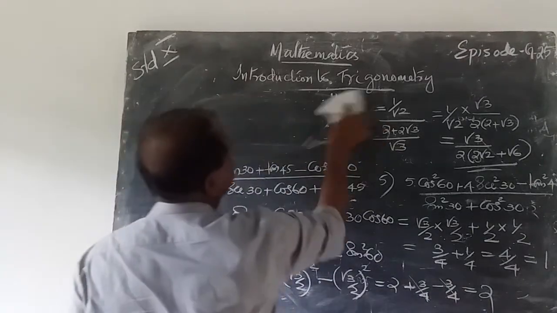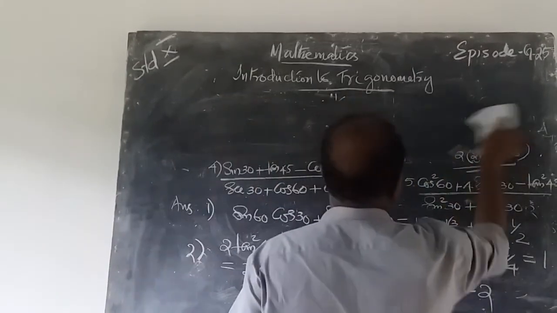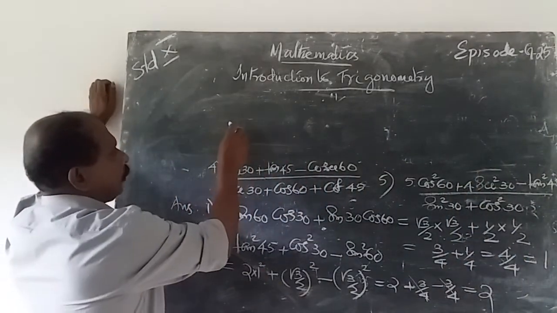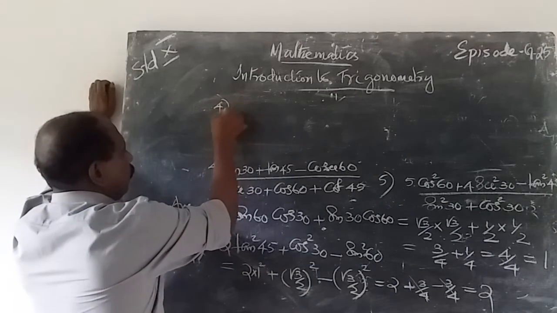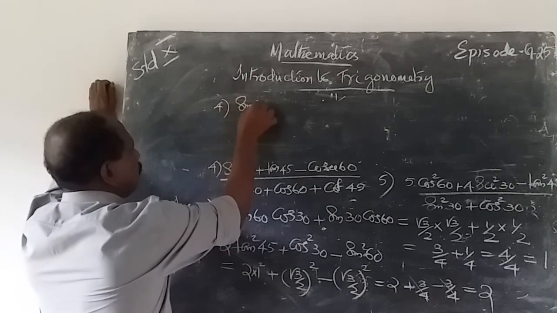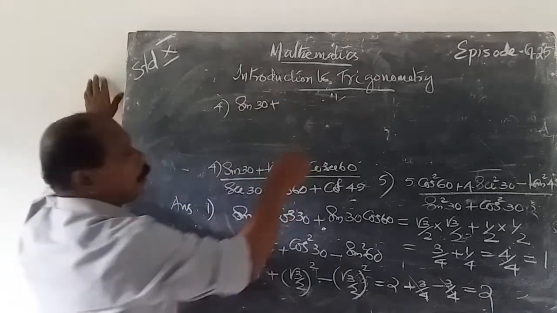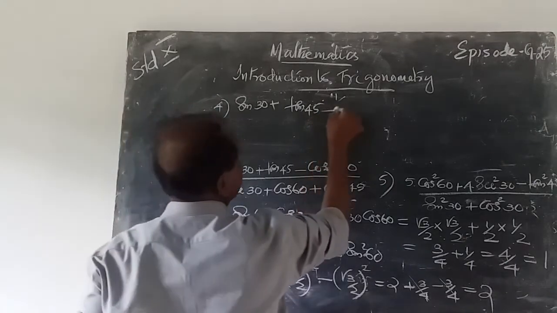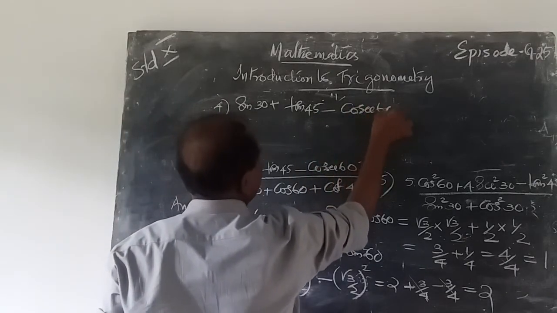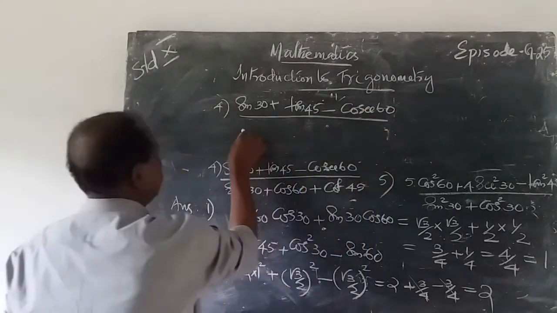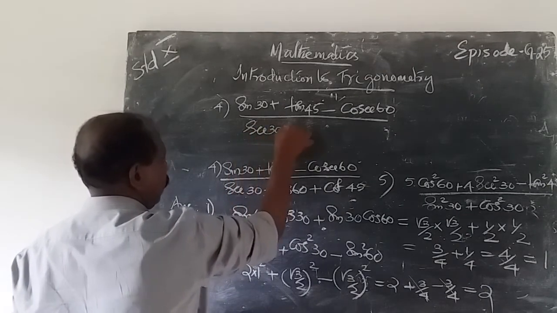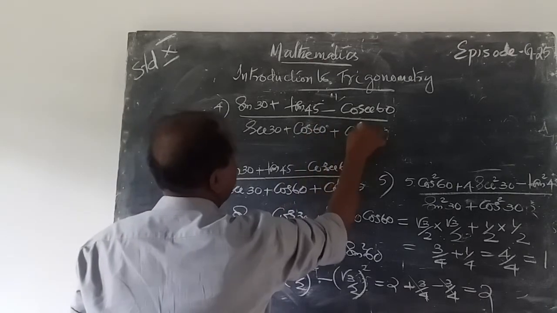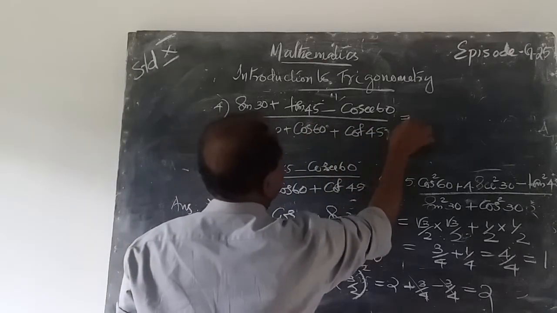Then question number 4. That is question number 4: sin 30 plus tan 45 minus cosec 60 by sec 30 plus cos 60 plus cot 45 is equal to.